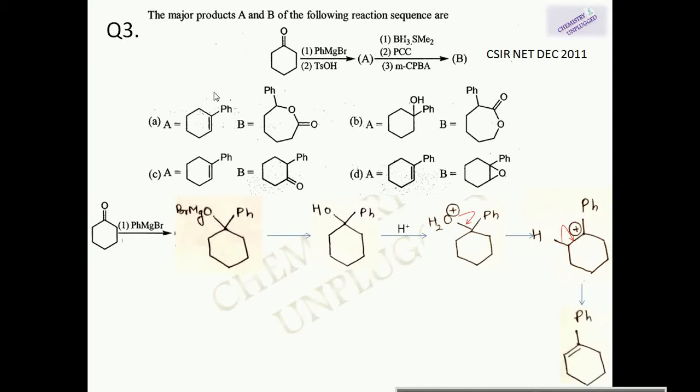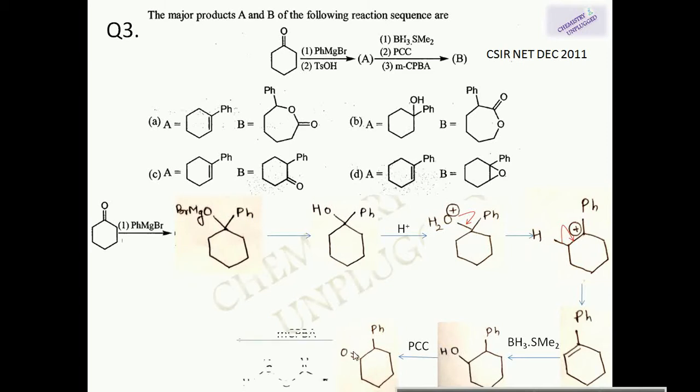This will be the compound A. So we have this in option A, C and D only. Then we react it with borane dimethyl sulfide. So it is basically hydroboration. In hydroboration, the BH2 group will attack on the less substituted alkene carbon, and then it will be converted into OH group. We have also discussed this in a previous video. So in the next step, we have pyridinium chlorochromate. So pyridinium chlorochromate will convert this secondary alcohol group into ketone.